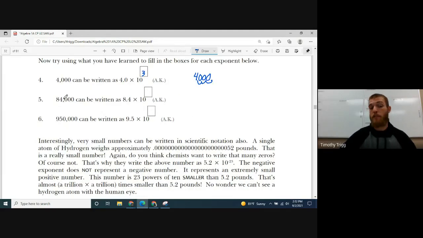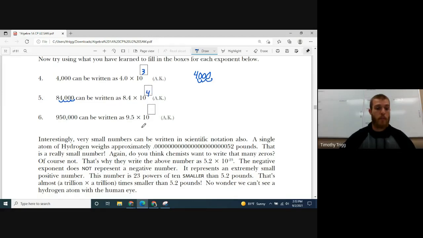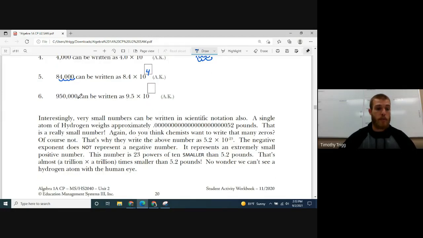Similarly, for 84,000, the decimal starts here, and I'm going to move the decimal until there's only one number in front of it. So we have to move it 1, 2, 3, 4 times. Now only the 8 is in front of it, right? Now it looks like 8.4. So we had to move it 4 times, so that's times 10 to the 4th. For this one, the decimal is at the end once again. We'd have to move it 1, 2, 3, 4, 5 times. So that's going to be 9.5 times 10 to the power of 5.